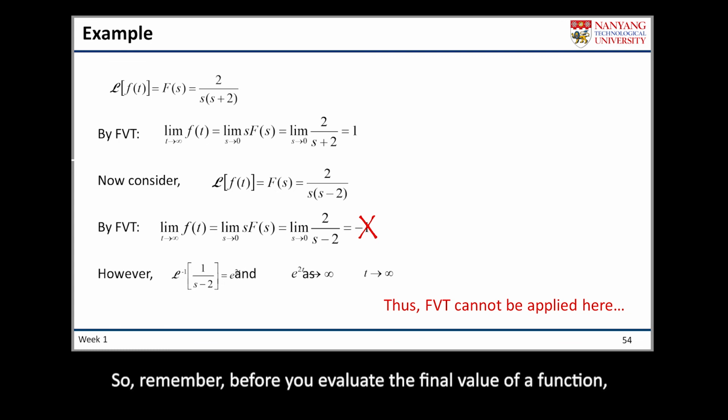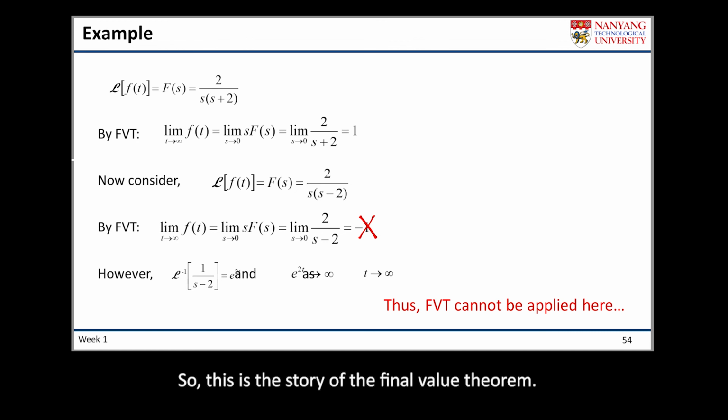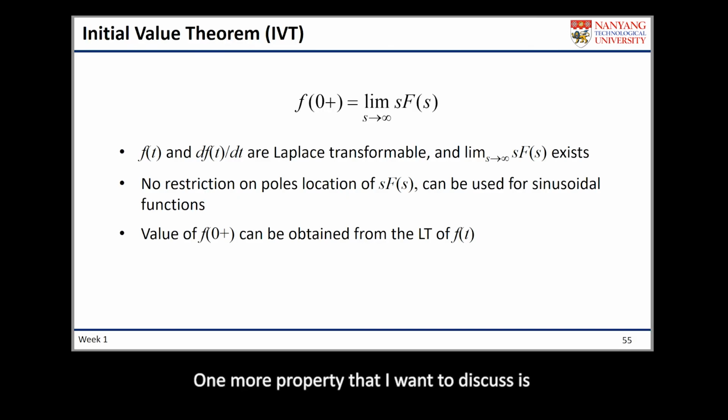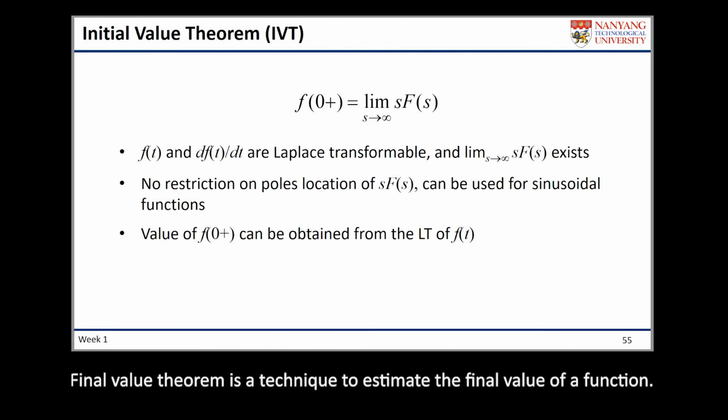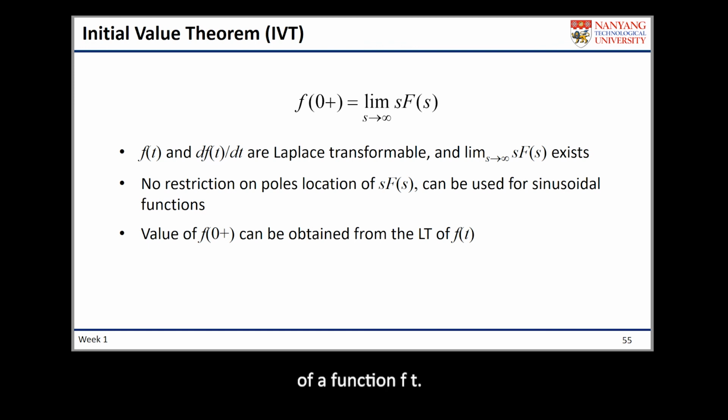So remember, before you evaluate the final value of a function, you need to check whether your function will have a final value or not. So this is the story about the final value theorem. One more property that I want to discuss is the initial value theorem. What is the initial value theorem? It is similar to the final value theorem. The final value theorem is a technique to estimate the final value of a function. The initial value theorem is a technique to estimate the initial value of a function f(t).